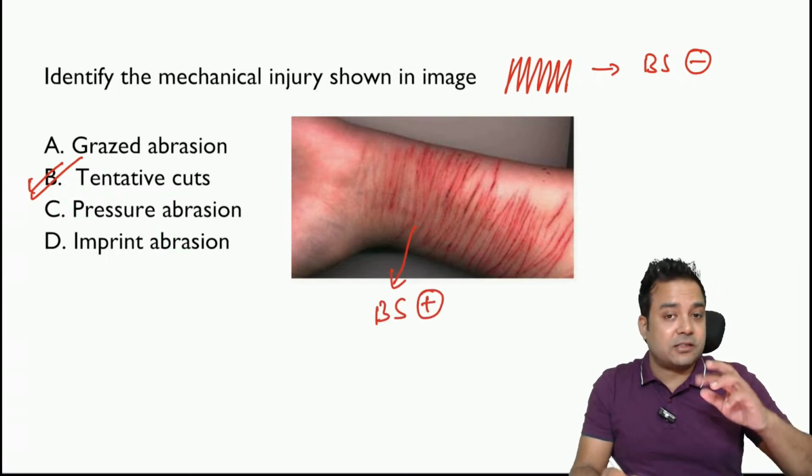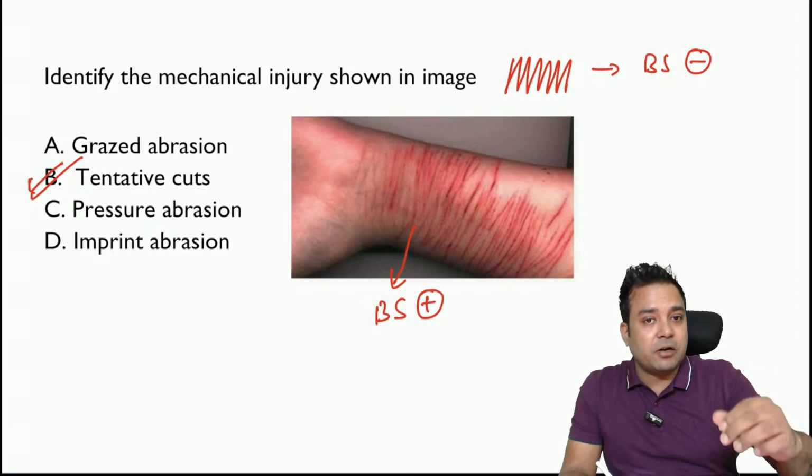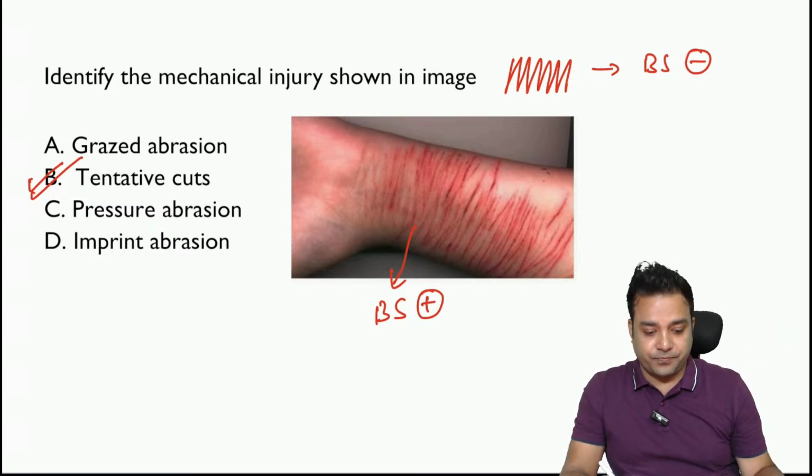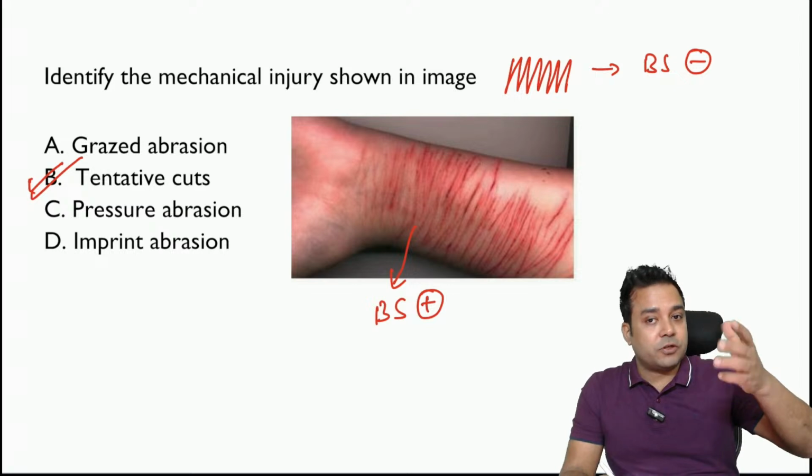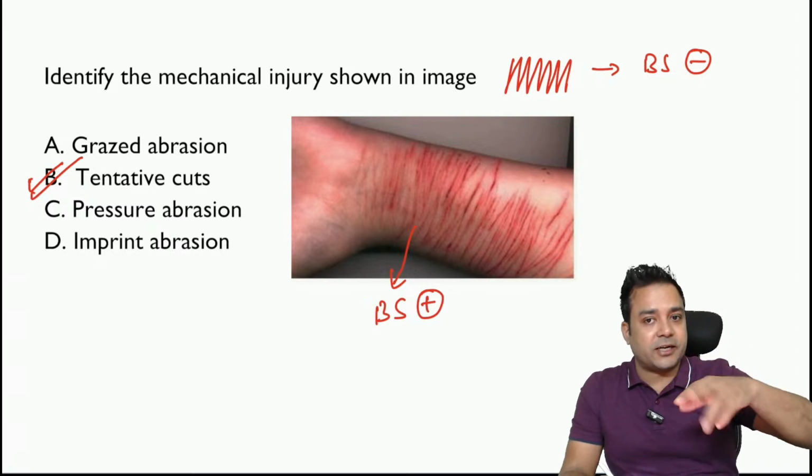Why? Because they are cuts. Vessels have been cut. Bleeding will be there. Dry blood stains will be there. So never get confused about which one is which. This is the way to discriminate or differentiate.